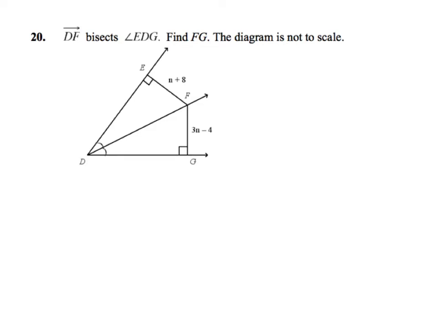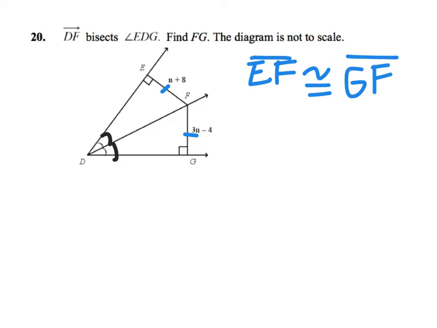All right, my first one says DF bisects angle EDG, find FG. The diagram is not to scale. Remember, if something bisects something, it means it cuts in half. In this case, it cuts this angle in half, which is why it has the 2 marks there. It also means that these two parts have to be congruent to each other. So I know EF is congruent to GF, or I know that n plus 8 is equal to 3n minus 4. We are going to go ahead and solve for n.